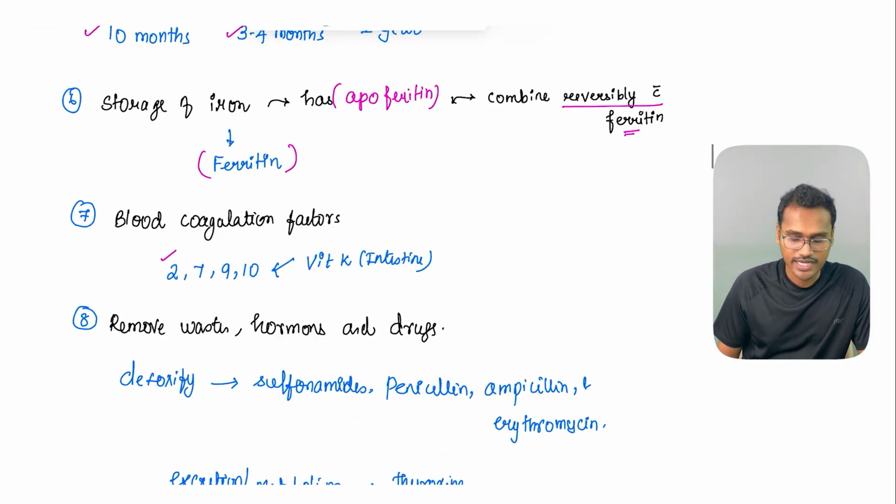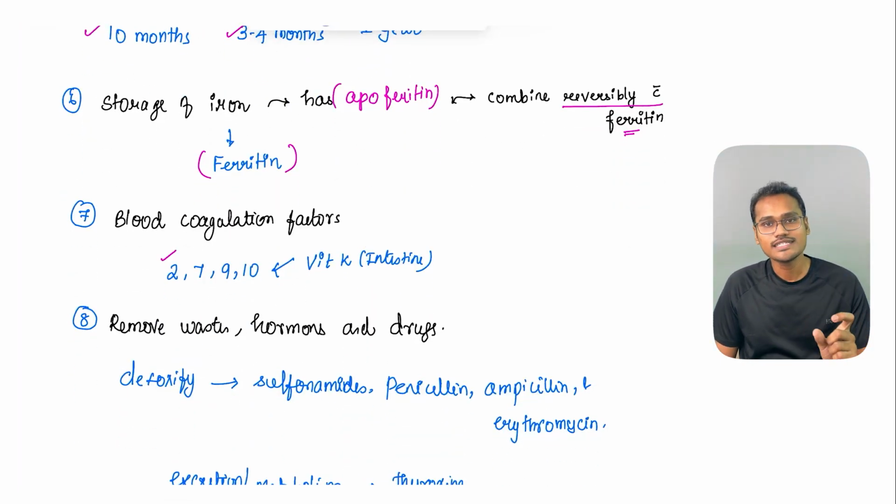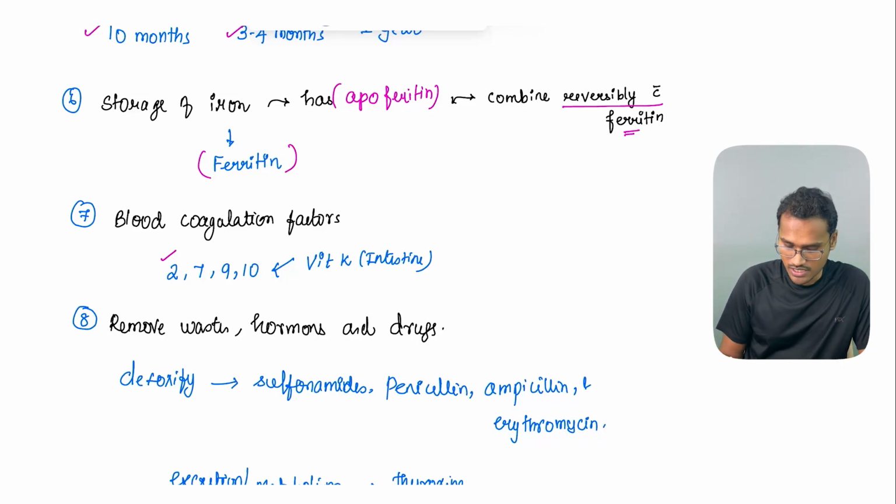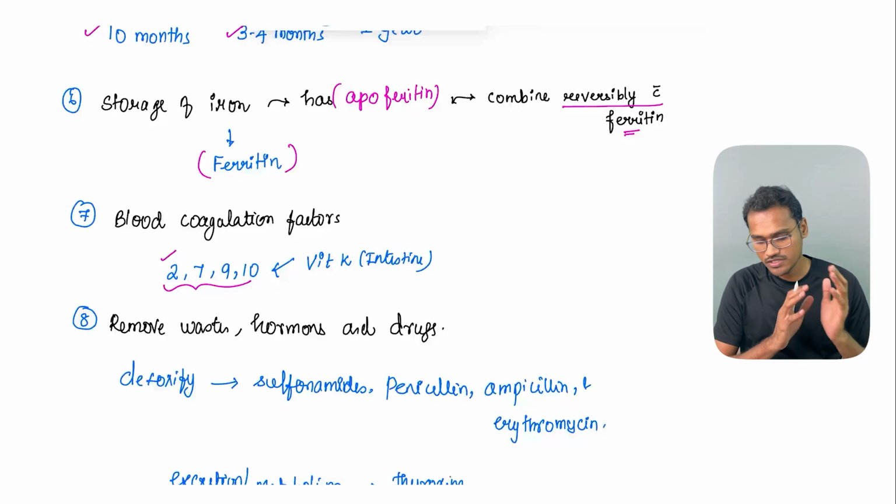Factors 2, 7, 9, and 10 are formed in the liver. For this, the essential vitamin is vitamin K, which is involved in the carboxylation of these clotting factors. So it is very, very important.